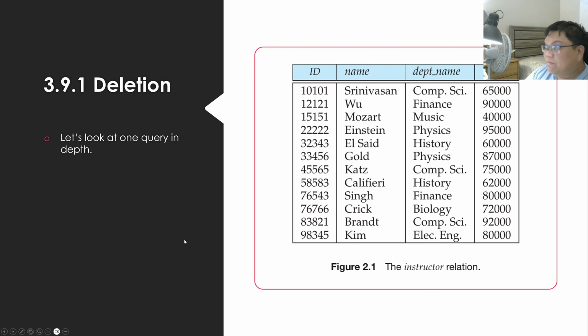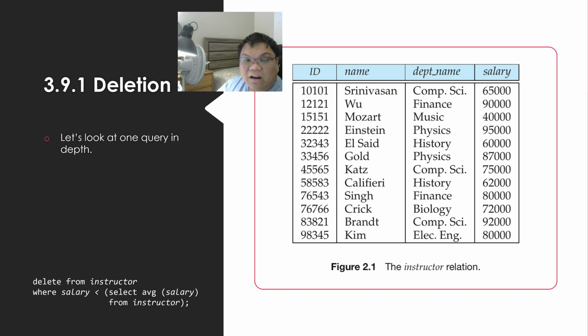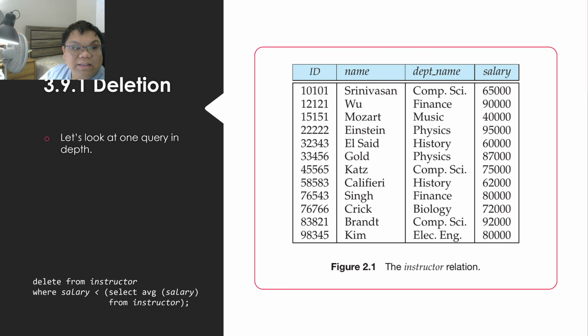Let's look at one of these in greater detail. So, delete from instructor where salary is less than select average salary from instructor. So we're gonna try our hand at removing instructors from our university whose salary is less than the average.